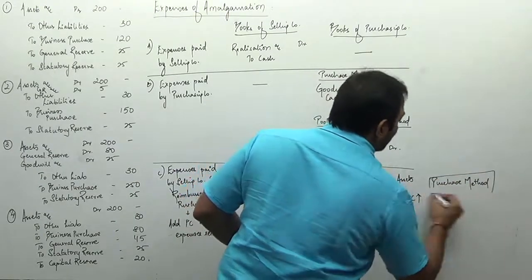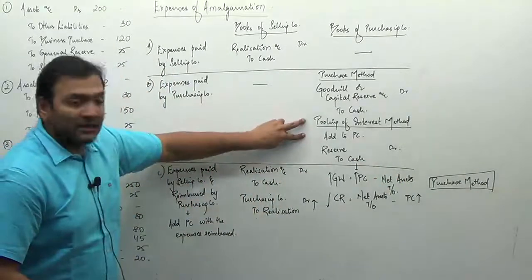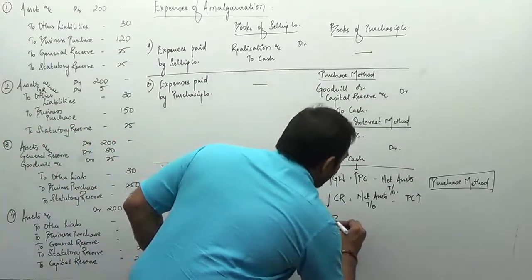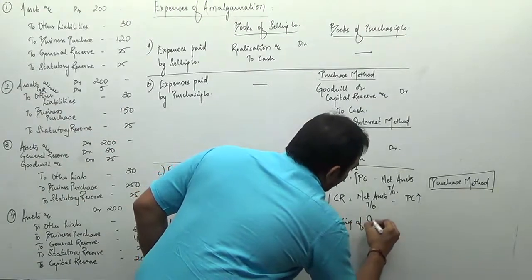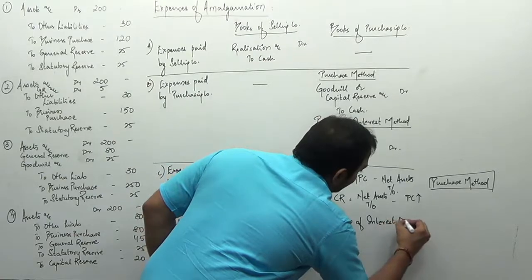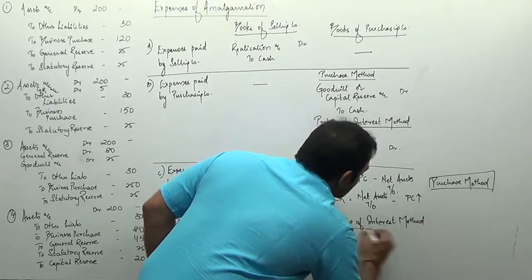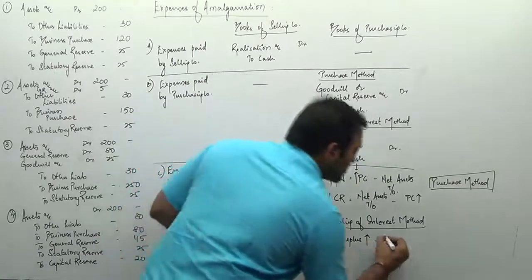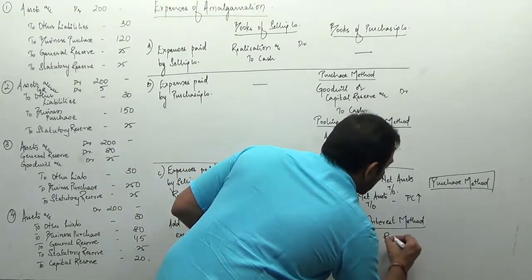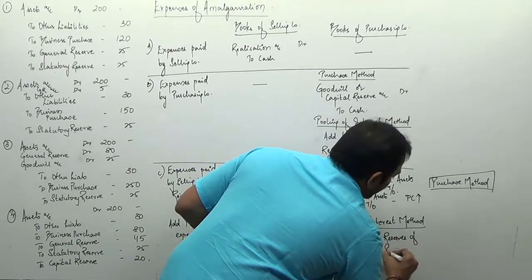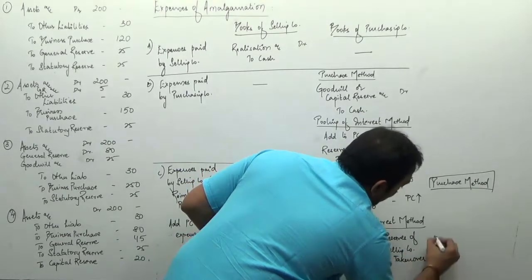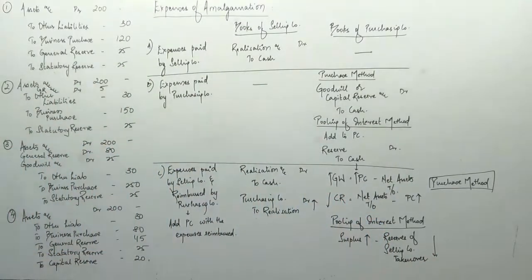If you observe, as far as the pooling of interest method is concerned, you get the same treatment. You add it to the PC, that is sufficient. You add it to the PC, automatically the reserve gets reduced. Under pooling of interest, once you are adding the PC, what happens to the surplus? Surplus increases. Once surplus increases, what happens? Reserves of selling company taken over automatically reduce. Got it? So this is your adjustment for expenses on amalgamation. Take down this.